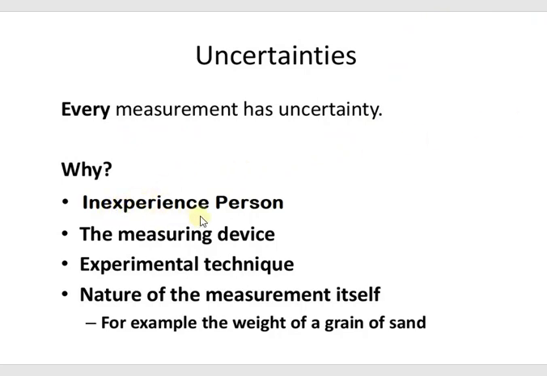When the person is inexperienced, then an error is obtained. If there is a faulty measuring device, also an error is obtained. If there is poor experimental technique, also an error is obtained. And the nature of measurement itself, for example, if you try to weigh a grain of sand, that is approximately impossible, and error is obtained.